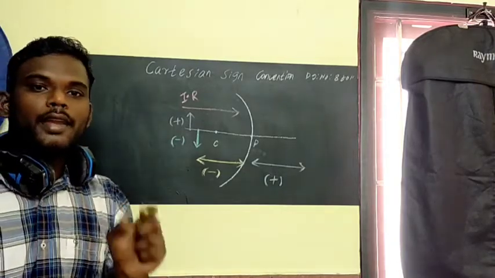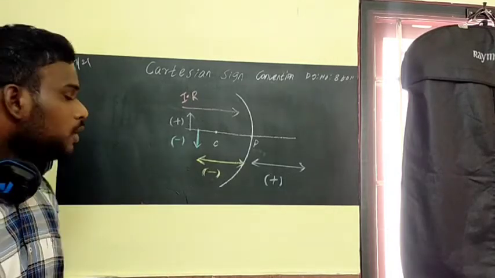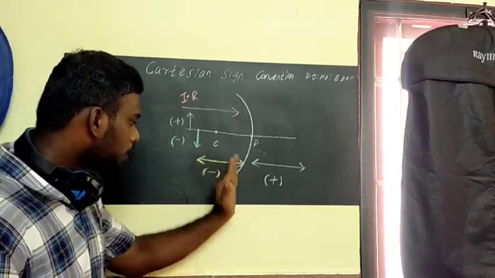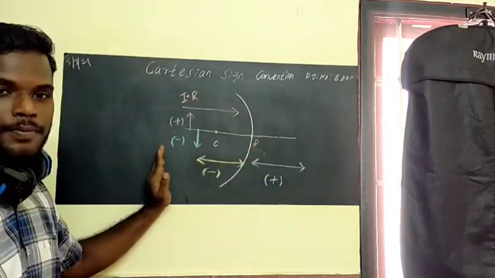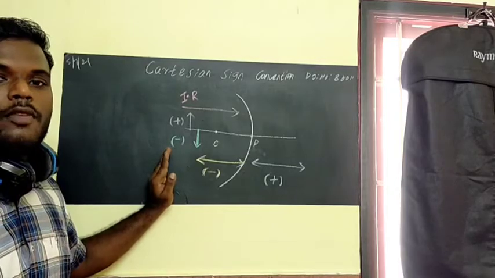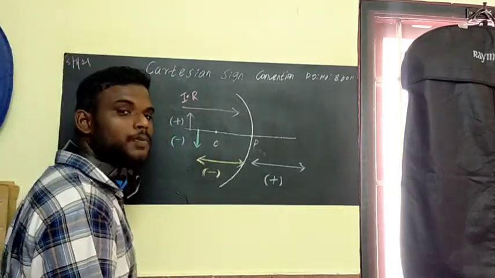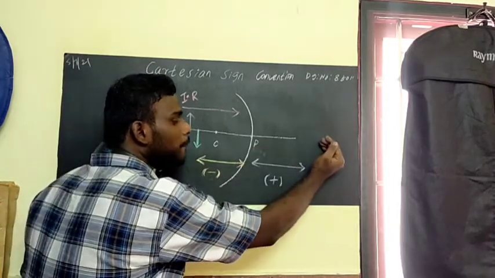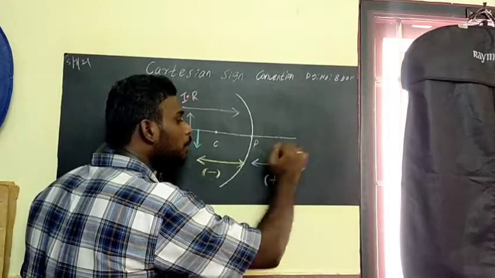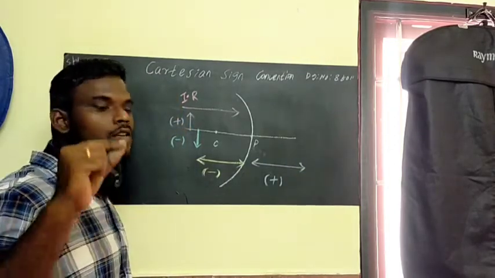Suppose you get the object distance as minus 5, what should we assume? Minus 5 means the object is 5 centimeters from the pole on the left side. Is that clear? If you get the V value as plus 5, what does it mean? The image distance is 5 centimeters on the right side of the pole. Is that clear? If you get minus, so we should say why?